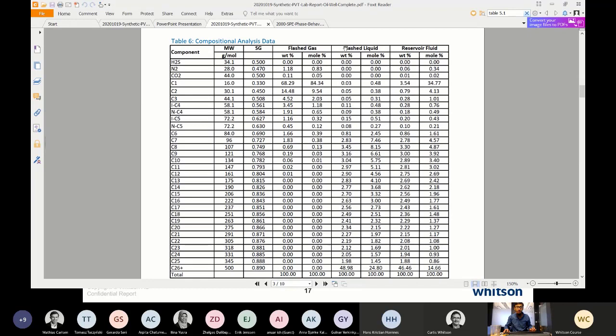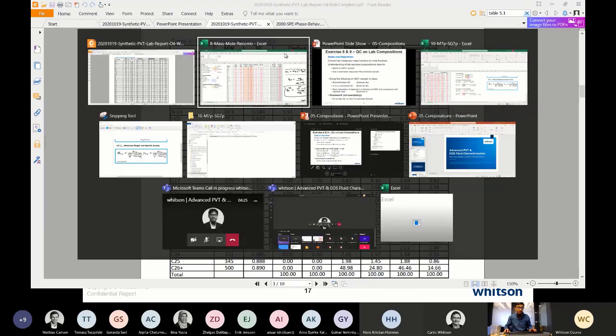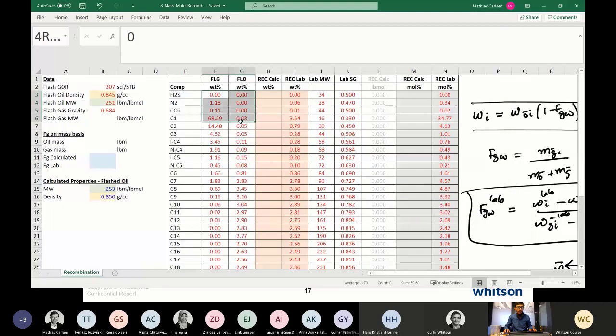So we have taken the flash liquid and flash gas composition, the mass fractions, in this Excel file here, and we are going to calculate the total composition and then compare it with the lab data. So we calculate the total composition in terms of mass and also moles, and compare with the mass reported by the lab and the moles reported by the lab.